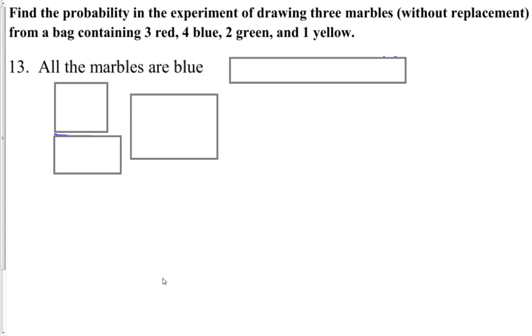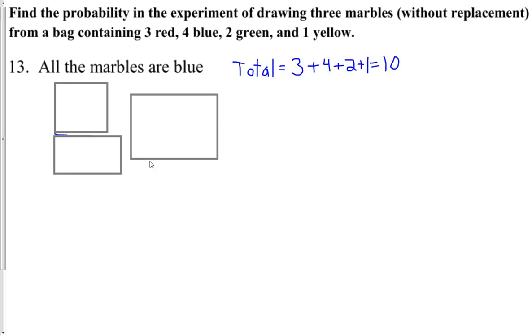Next, find the probability in an experiment of drawing 3 marbles without replacement from a bag containing 3 red, 4 blue, 2 green, 1 yellow. What is the probability all the marbles are blue? Now, in these types of problems, you want to total it up. So 3 plus 4 is 7, plus 2 is 9, plus 1 is 10. We have 10 total.